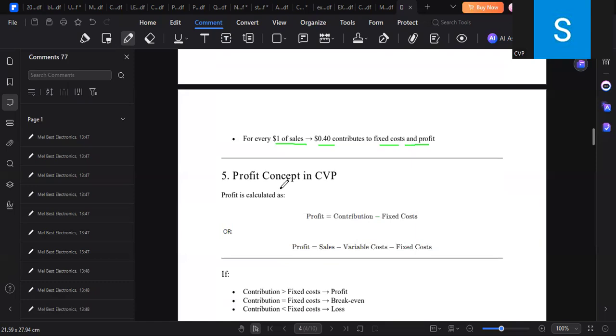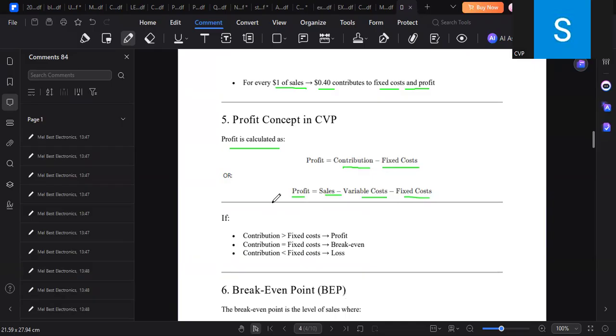So how does it relate in the concept of profit when you're talking about CVP? So profit is calculated by our contribution minus a fixed cost. And we know that our contribution is simply sales minus variable costs. So profit can also be sales minus variable cost minus fixed costs.